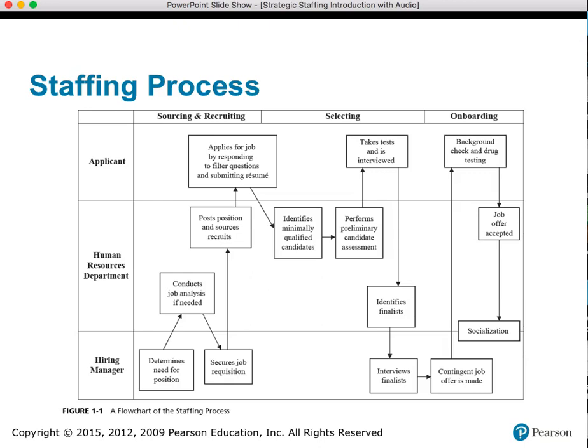After that, the hiring manager works with HR to determine who is going to get the offer, and a contingent offer is made. And typically the contingent offer is made because we have to do background checks and drug testing and things like that. After that's done, and assuming that the candidate passes all of that, then the job offer is hopefully accepted, and then they are hired and brought into the company, and we engage in the socialization process, which is something you learn about in your training area.